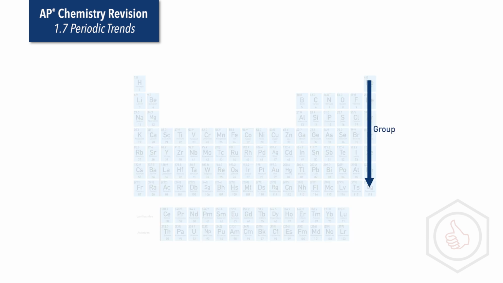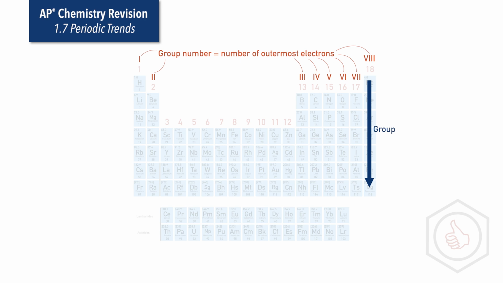Elements in the same group, or vertical column, have similar outer electron configurations, giving them similar chemical properties. They have the same valency, the number of electrons in their outer shell. Across a period, or horizontal row, the number of protons and electrons increases, affecting atomic properties in predictable ways.